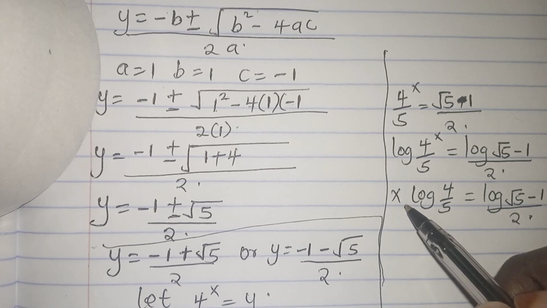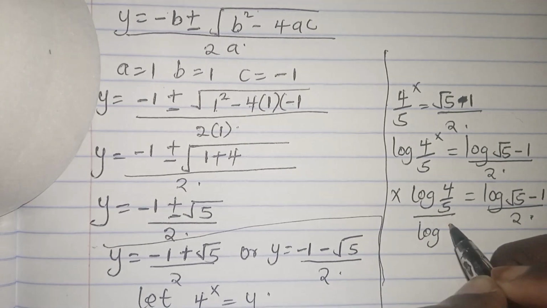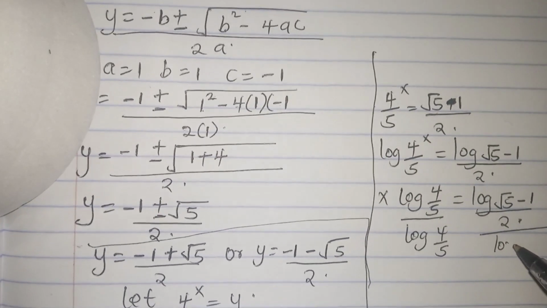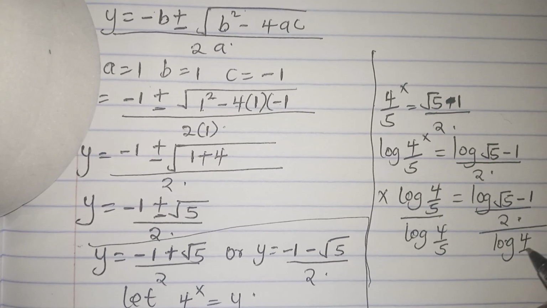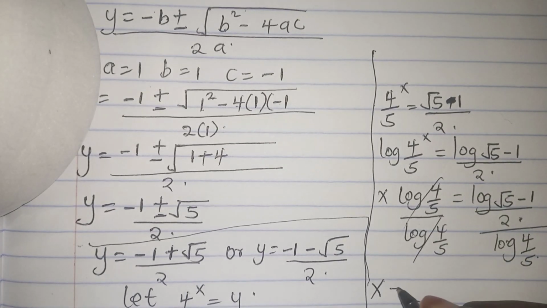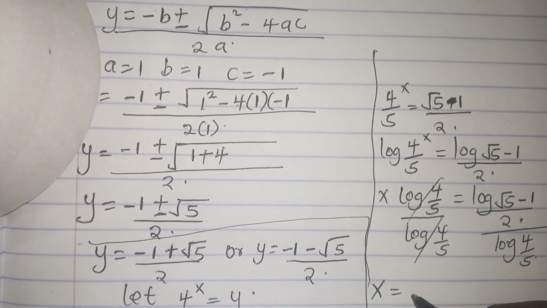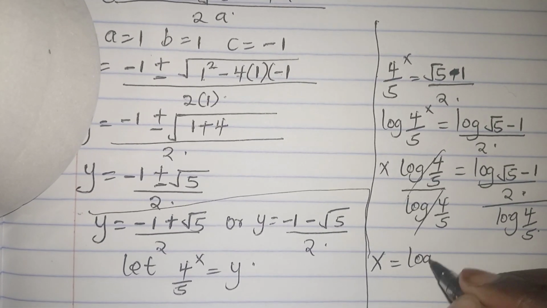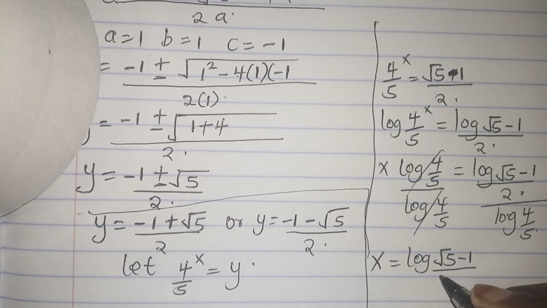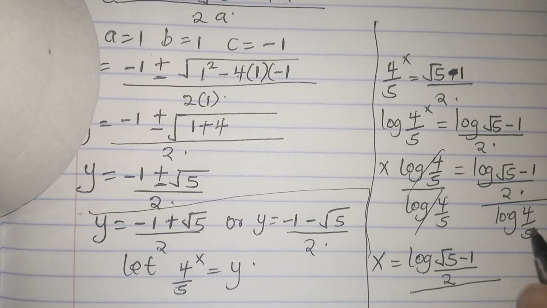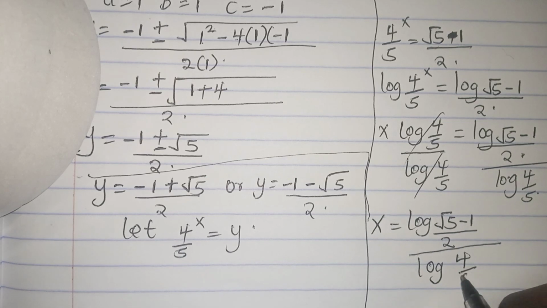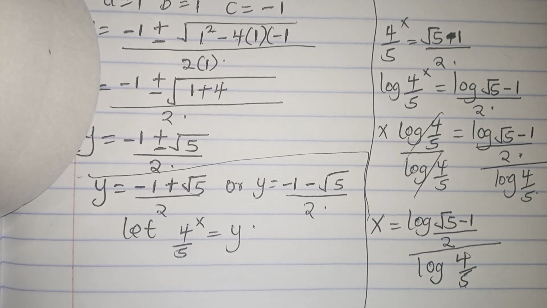So I want to remain with x. I'll divide by log 4 over 5, and on this side log 4 over 5. So this and this will cancel. x is equal to log the square root of 5 minus 1 over 2, over log 4 over 5. Now let's solve this.